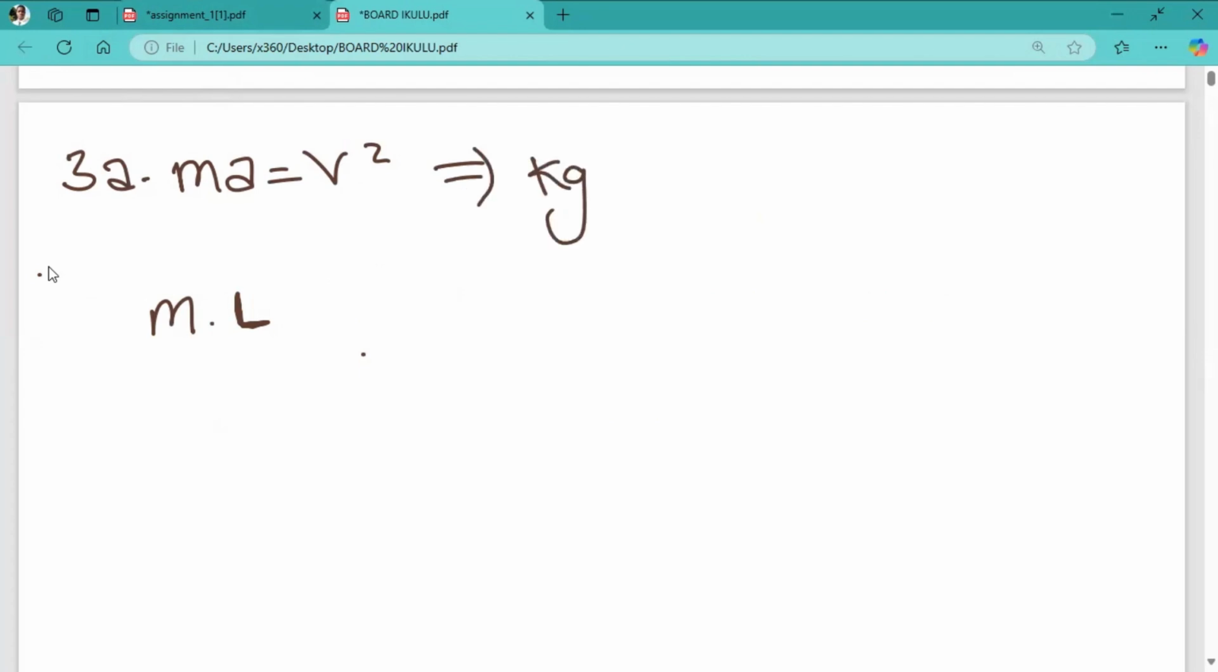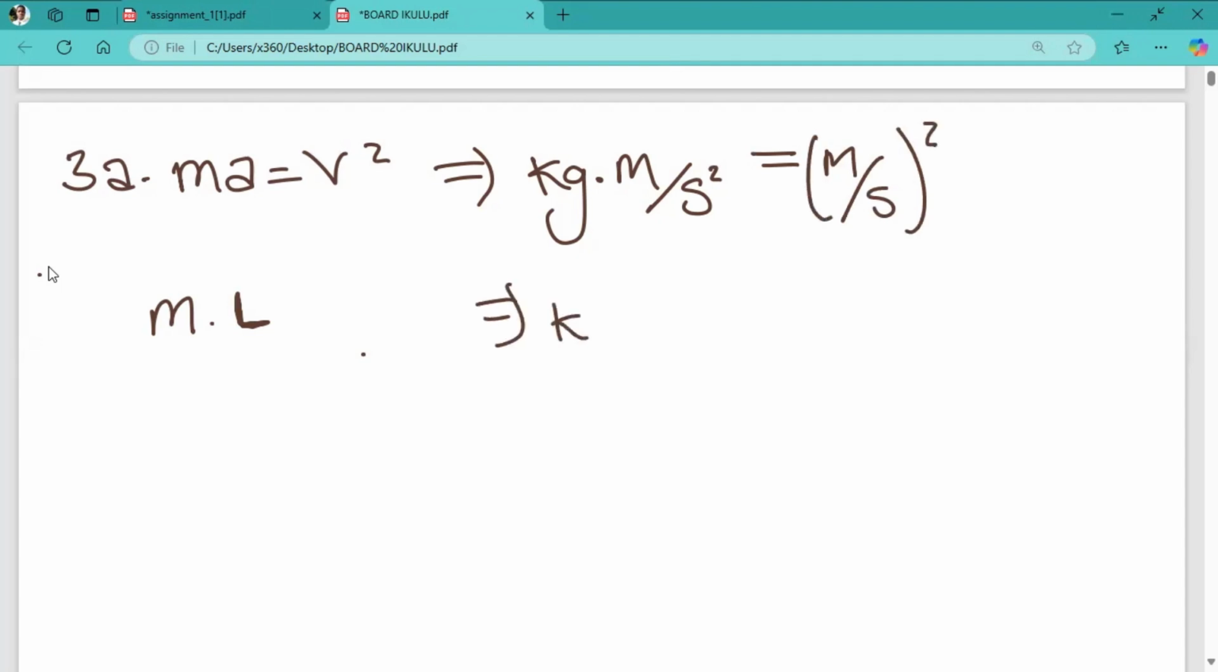I'll use kg being multiplied to acceleration, which is meters per second squared. And this they are saying is equal to velocity squared, of which velocity is just meters per second, but in this case it's squared. So what are we going to have? We're going to have kg meter per second squared, this is a 2, being equal to meter squared second squared, like that.